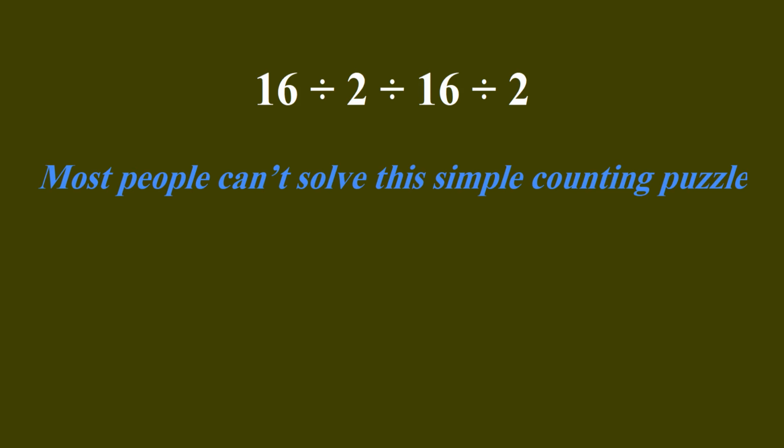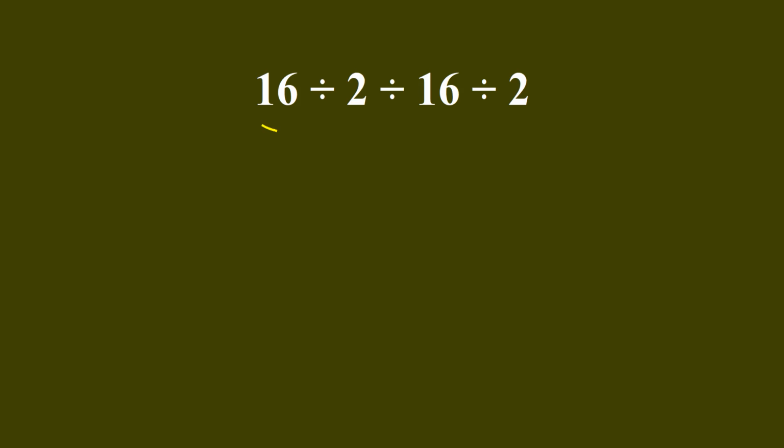Right now in this video, 16 divided by 2 which equals 8 and 16 divided by 2 equals 8. Now we have this problem, 8 divided by 8 which equals 1. But this answer is not correct because according to the order of operations, we must do this division, then this division, and at last this division.